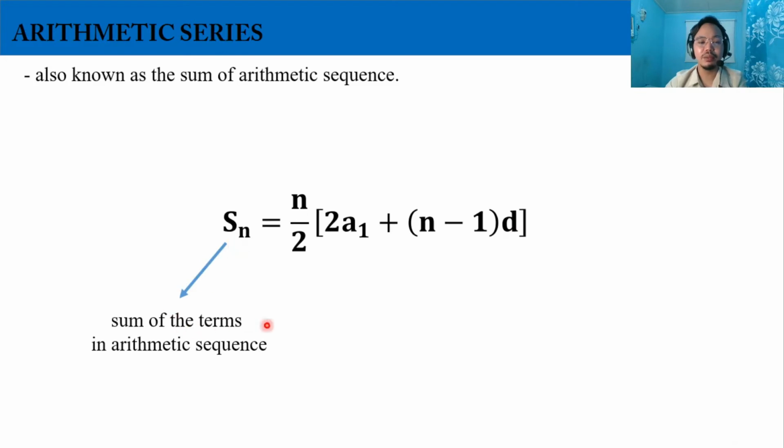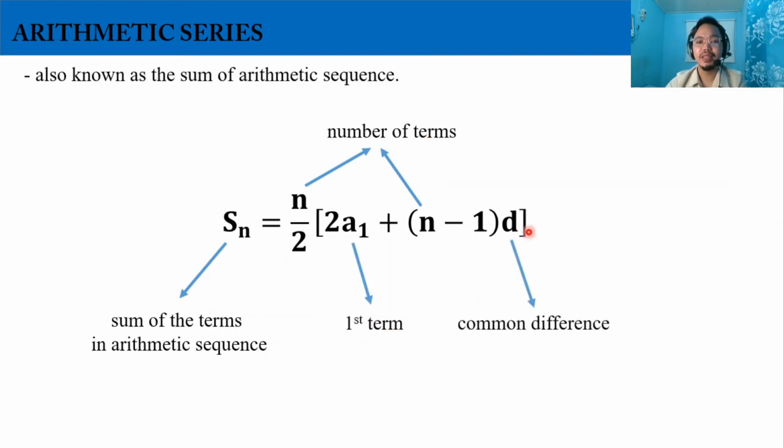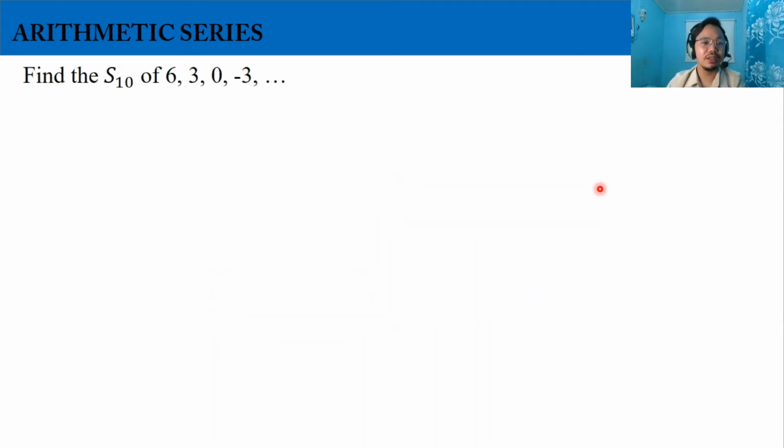So let's identify each part. S sub n is the sum of the terms in an arithmetic sequence, where n is the number of terms, a sub 1 is the first term, and d is the common difference. So let's use this formula in answering our problems. Find the S sub 10, or the sum of the 10 terms of 6, 3, 0, negative 3, and so on.